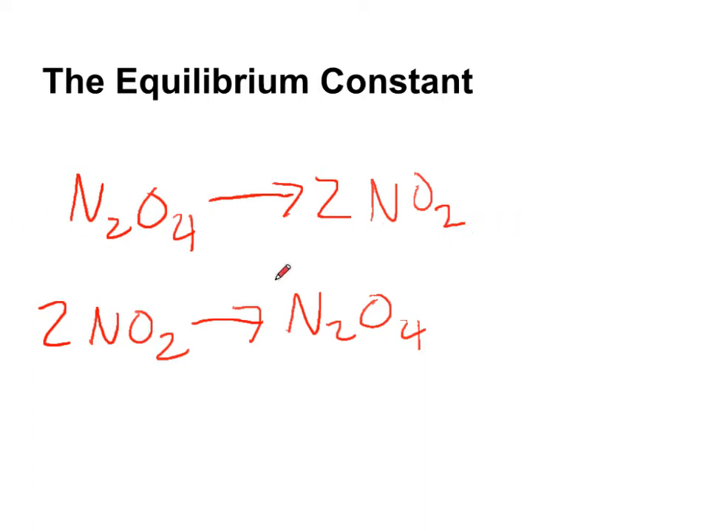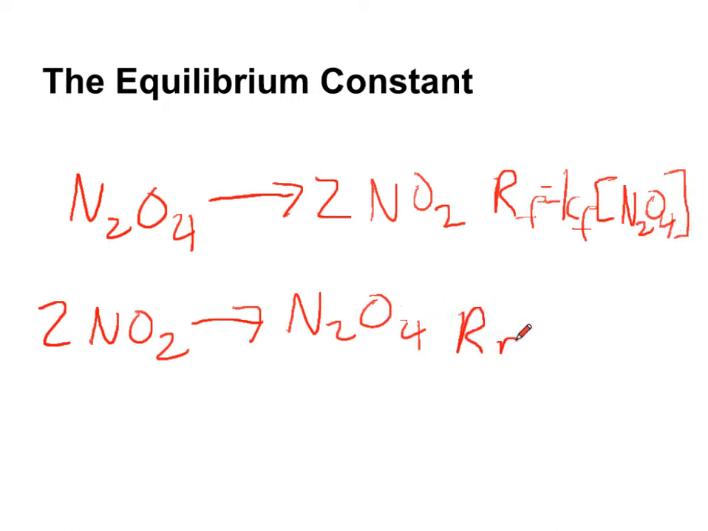The rate laws for these two reactions in the forward direction are: rate forward is equal to the rate constant forward times the concentration of N2O4. Our rate law for the reverse reaction, rate reverse, is equal to the rate constant reverse times NO2 squared, or to the second order. Those are the rate laws for the forward and reverse reactions.